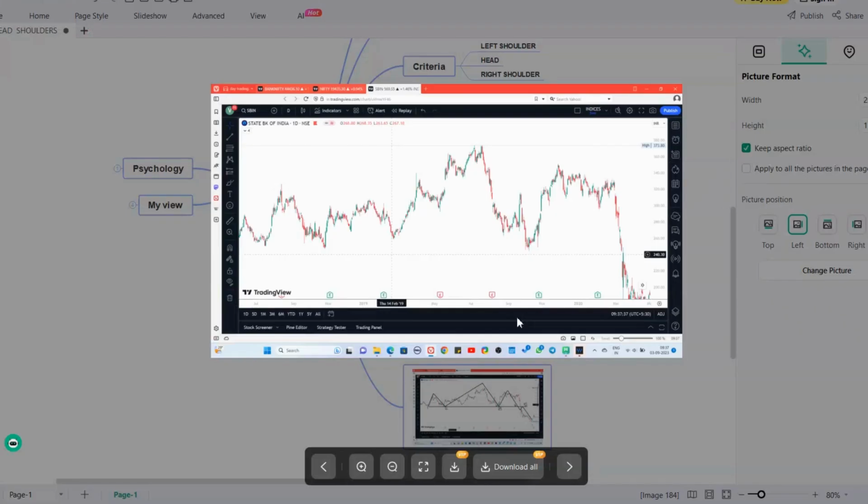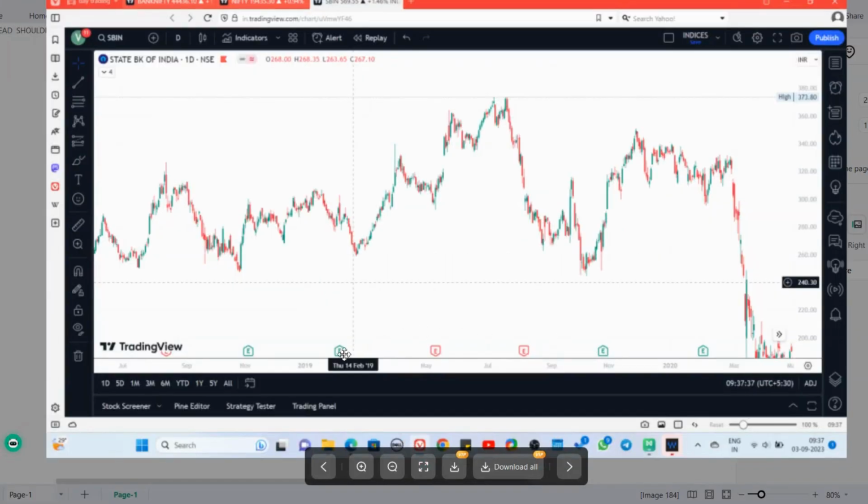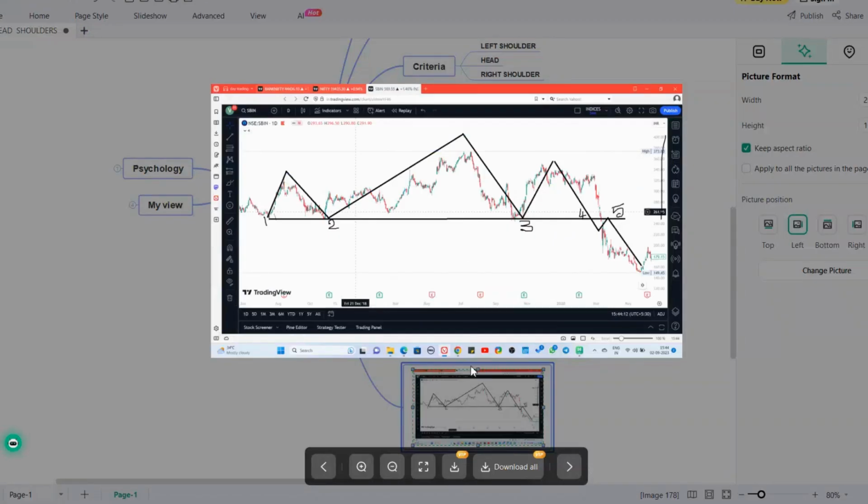Now let's see. Did you see any head and shoulders pattern in this chart? Take 5 to 10 seconds, and if you see any pattern, please mark it in your mind. Is there any head and shoulders pattern here, and is there any neckline you have noticed here? 1, 2, 3, 4, 5. Did you notice anything? Yes, I will show you the same chart with the marked levels here.